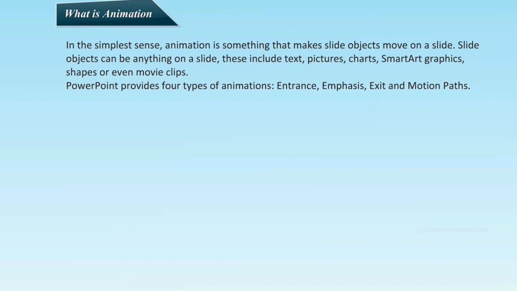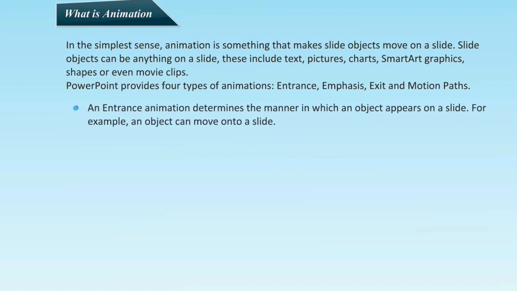What is animation? In the simple sense, animation is something that makes the slide objects move on a slide. Slide objects can be anything on a slide. These include text, pictures, charts, SmartArt, graphics, shapes, or even movie clips. PowerPoint provides four types of animation: entrance, emphasis, exit, and motion path.